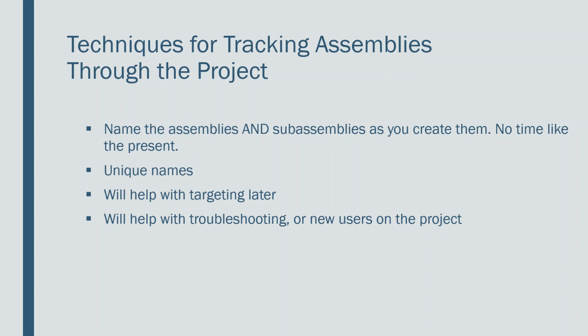So if something is acting a little funny and you have to backtrack or reverse engineer what went on, having logical names in these areas will help you do that. It also helps new users that get added to the project because they're coming in cold and don't know what the intent of certain things was and why you designed it this way. Having those unique names in those locations will help them reverse engineer as well.